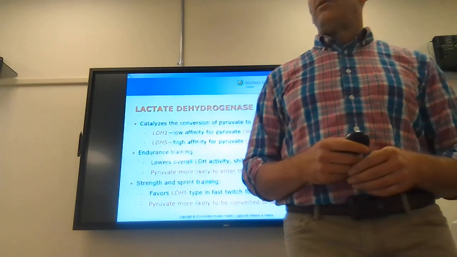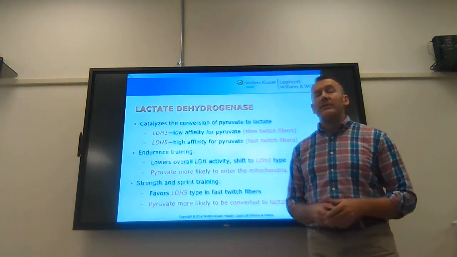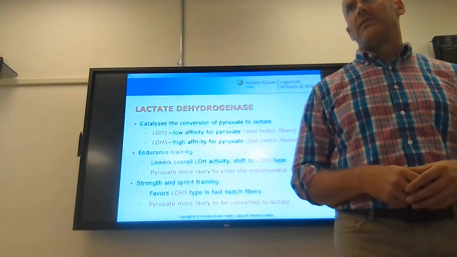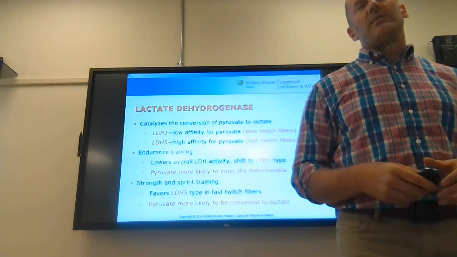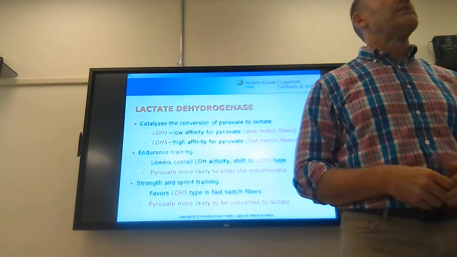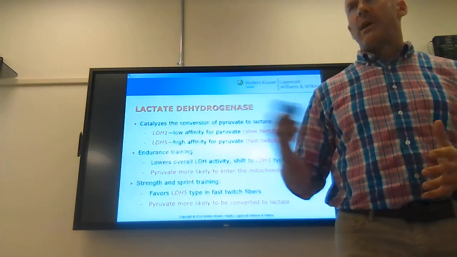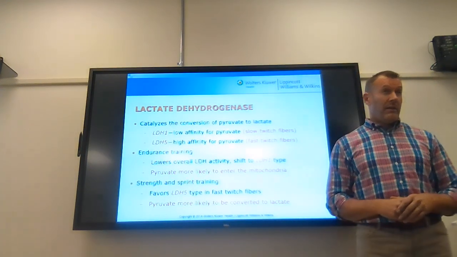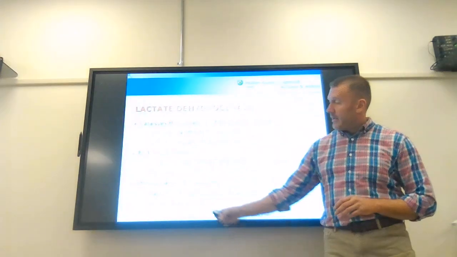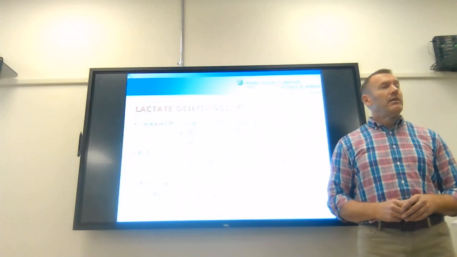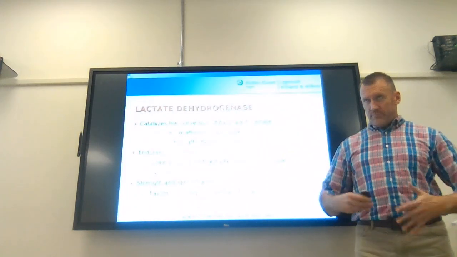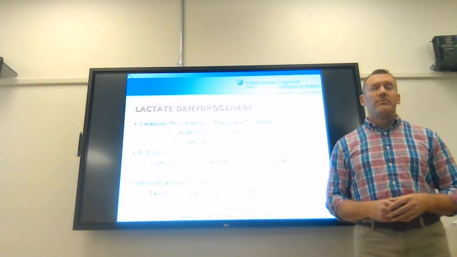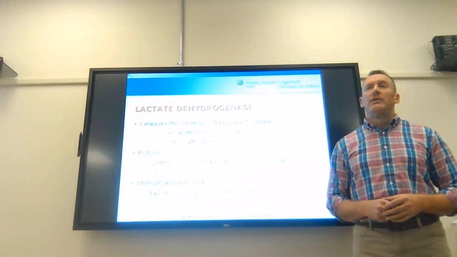So if your objective is to gain a whole bunch of muscle size, you probably don't want to overdo it on the endurance training because that's sending a mixed signal to your muscles. So we talked about having a base level of aerobic conditioning, which is different than doing an excessive amount of endurance training in this case. So at any rate, if you do lots of strength and sprint training, then you're going to get conversion into the LDH5 type. So this type is more fast acting. It has a greater affinity for pyruvate, which means pyruvate's likely to be converted to lactate.